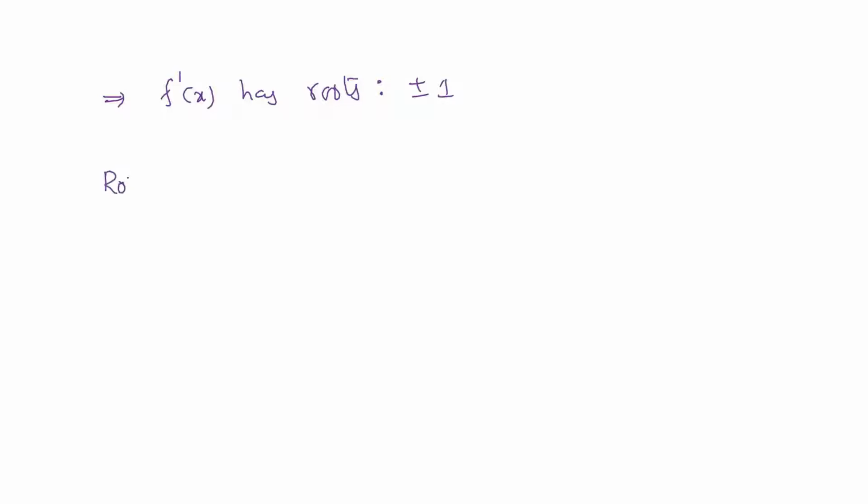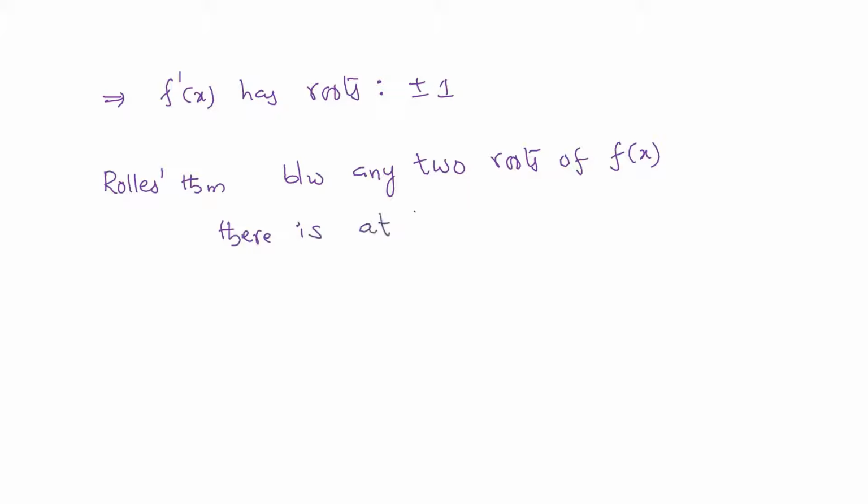Now from Rolle's theorem, we already know, between any 2 roots of f(x), there is at least one root of f dash of x. So now using this property, as we know, f(x) has roots as minus 1, plus 1, and another root, let's say alpha bigger than 1, let's assume, right? There is no problem with that.